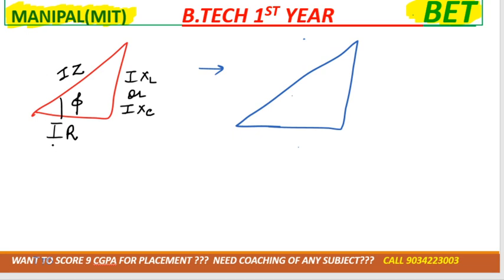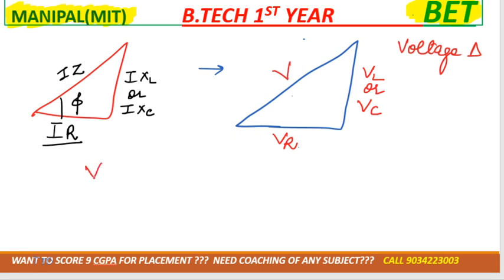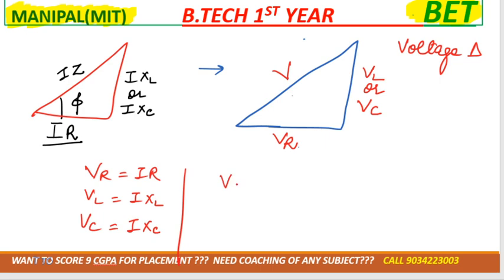Voltage triangle, because if I multiply current with the resistance, then it will become voltage. So it's I into R, VR; I into XL, VL; I into XC, VC; I into Z, total voltage. VR is equal to I into R, VL is equal to I into XL, VC is equal to I into XC. Okay, and V is equal to I into Z.